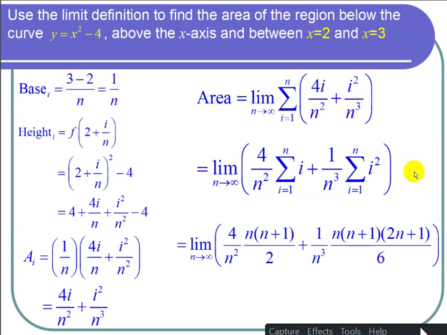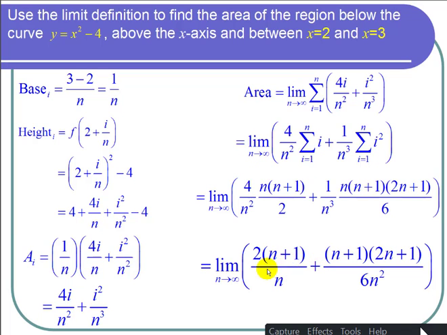So now I use the formulas that say the summation of i is n times n plus 1 over 2, and the summation of i squared is n times n plus 1 times 2n plus 1 over 6. So I can simplify. This n here and one of the n's in n squared cancel, and 4 over 2 is 2. This n here and one of the n's in n cubed cancel, and I get the limit as n approaches infinity of 2 times n plus 1 over n plus n plus 1 times 2n plus 1 over 6n squared.